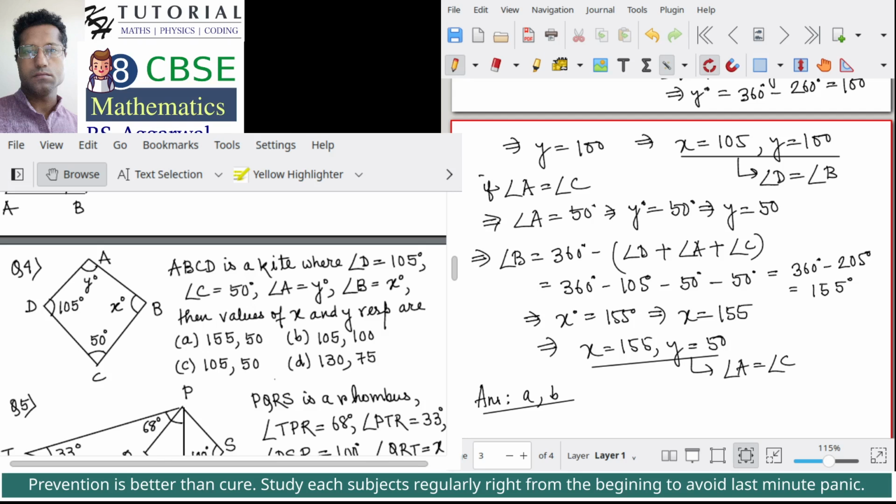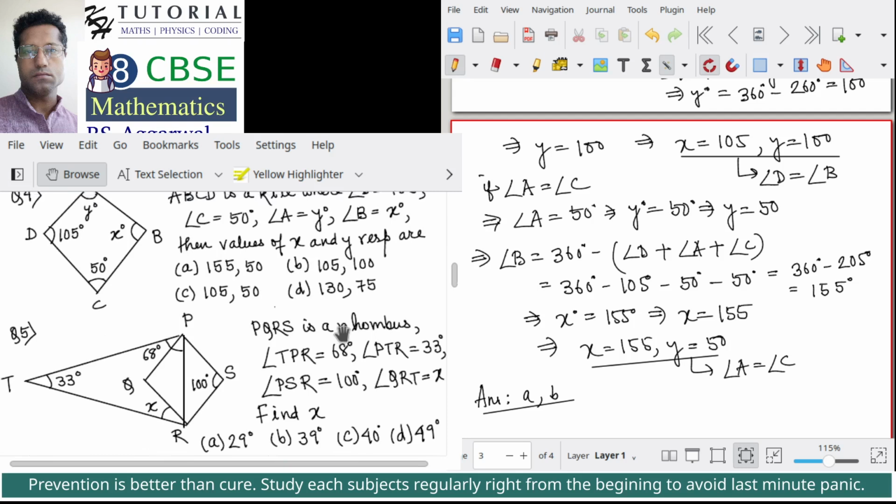So x can be 155 degrees, and y can be 50. And the other choice is x can be 105 and y can be 100. Okay, let's move on to the next question.